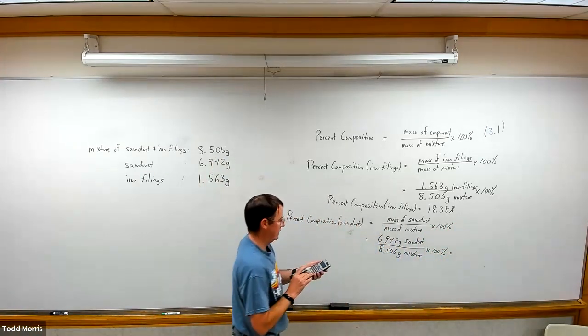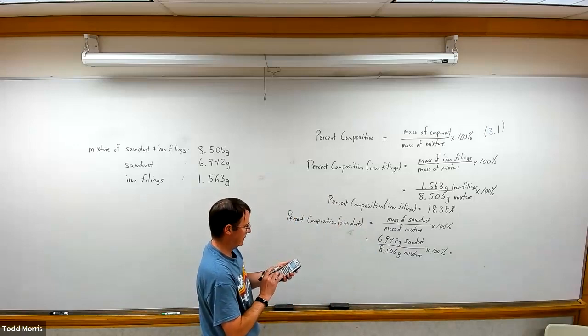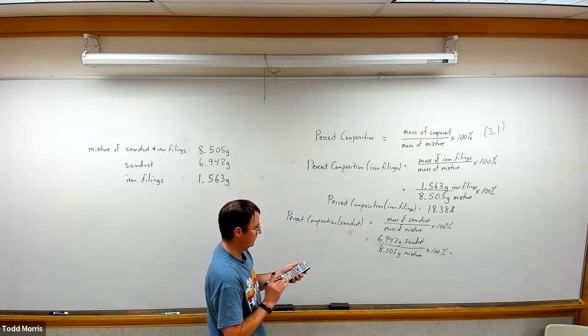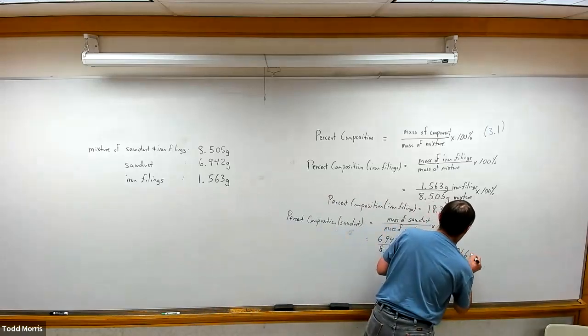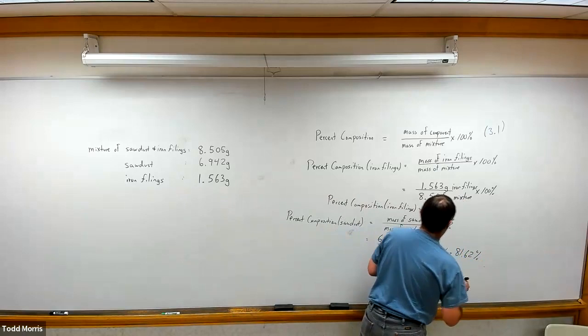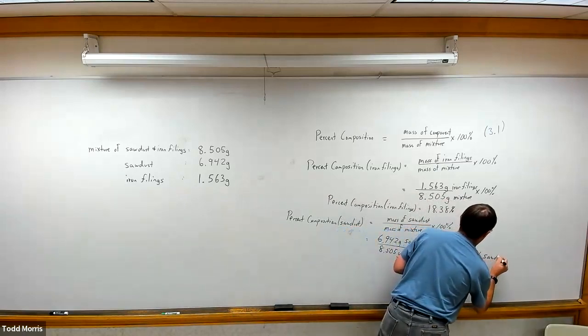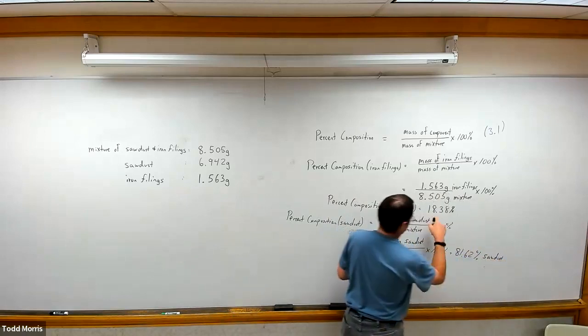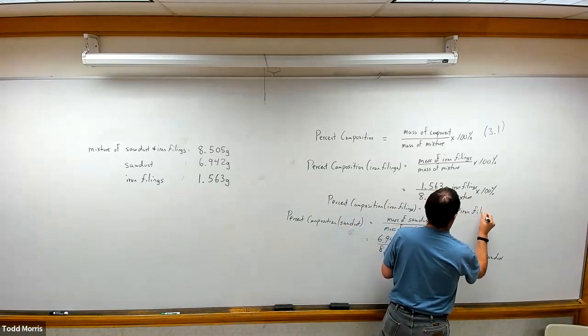And we get our answer: 6.942 divided by 8.505 times 100, we get 81.62. So this mixture is 81.62% sawdust by mass, and it was 18.38% iron filings by mass.